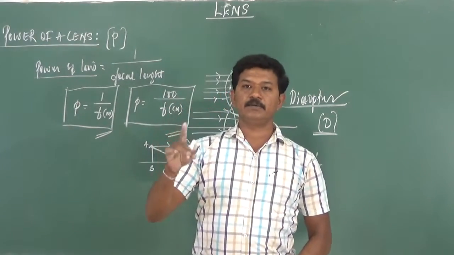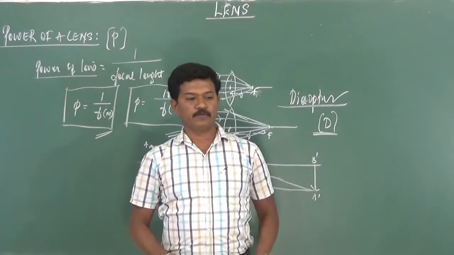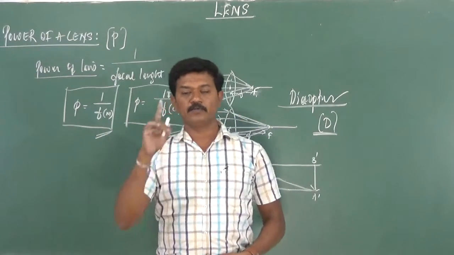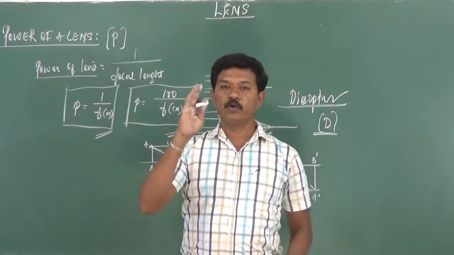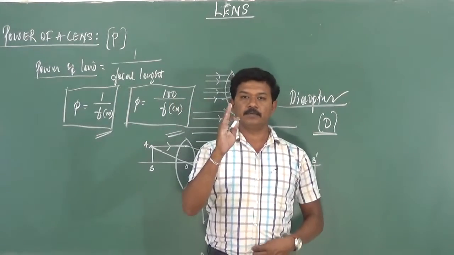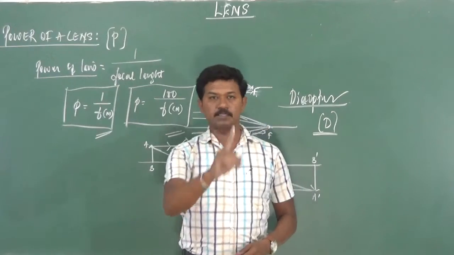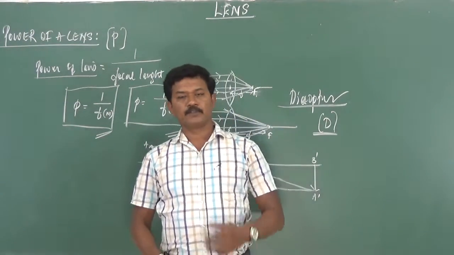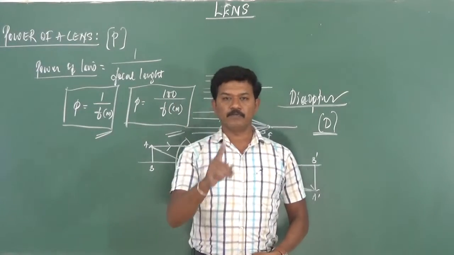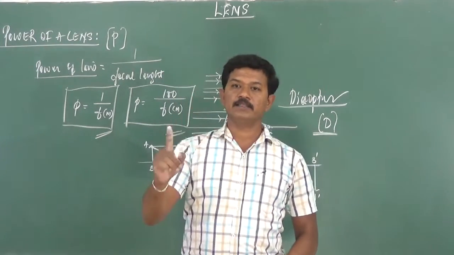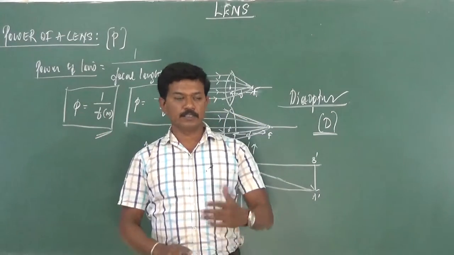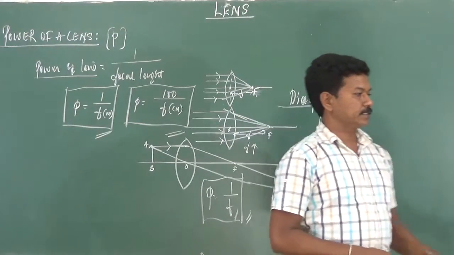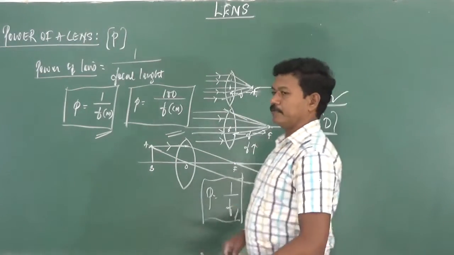The power of the lens is said to be 1 diopter if the focal length of the lens is 1 meter. You have to remember this. If the focal length of some lens is 1 meter, then we say that the power of the lens is 1 diopter. This is very, very important. Define 1 diopter. They will ask you in the examination. So 1 diopter of a lens is the power of a lens whose focal length is 1 meter. Right. So this is 1 diopter. Here we will go with the next concept, that is regarding the uses of lenses.